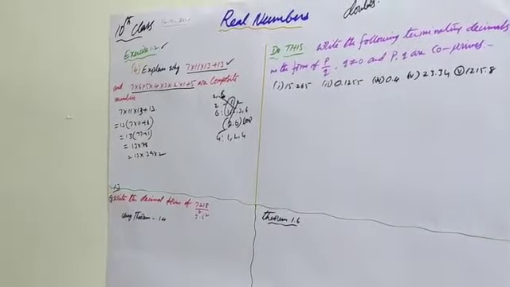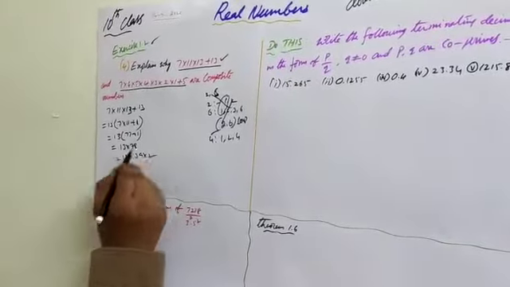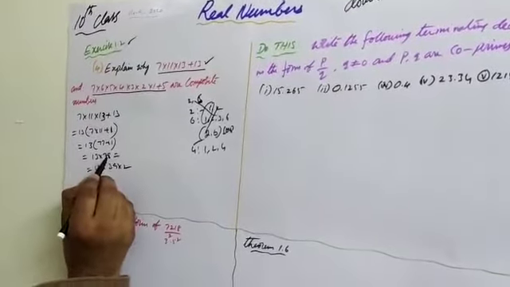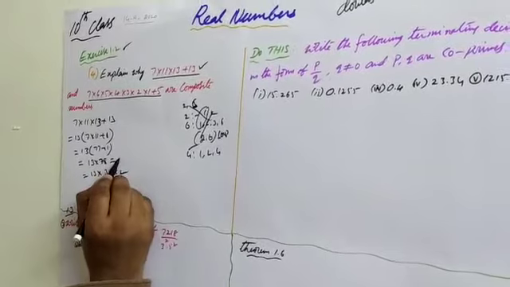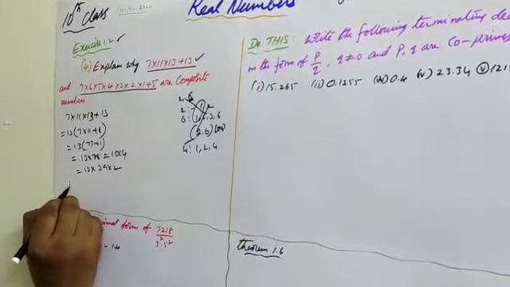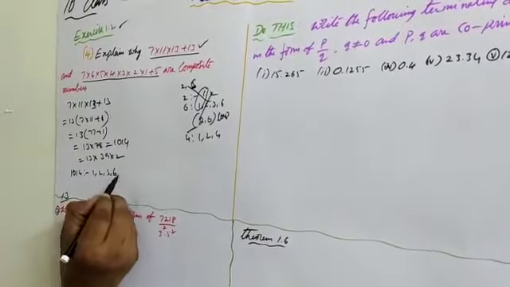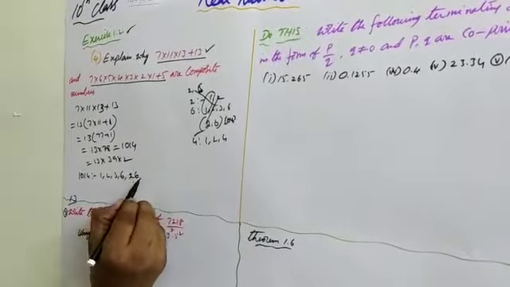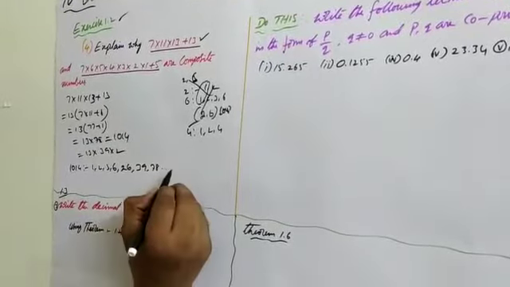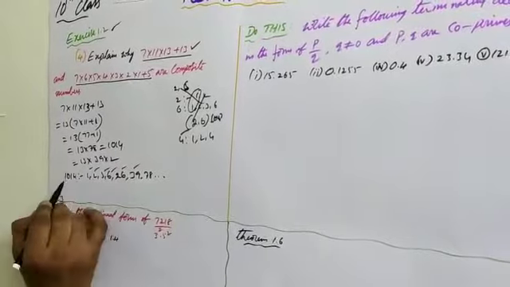13 into 78 is 1014. What are the factors of 1014? 1, 2, 3, 6, 26, 39, 78, and so on, some limited numbers. How many? 1, 2, 3, 4, 5, 6, 7. This number is a composite number.